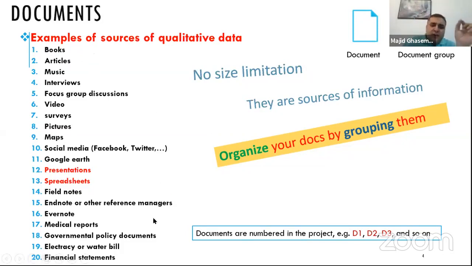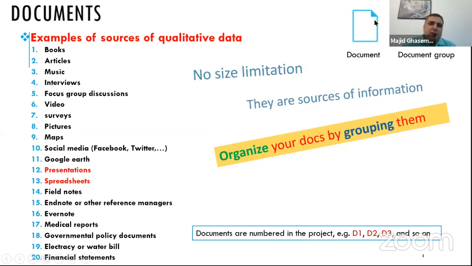One of the most important things when it comes to documents is that you will be able to organize your documents by grouping them, and this is one of the very important and essential steps because it refers actually to data organization. And as long as you don't have your data well organized, you will not be able to proceed effectively and efficiently. By the way, in Atlas TI, documents are displayed with this icon, and also document groups, when you group them to each other, are displayed using this icon.